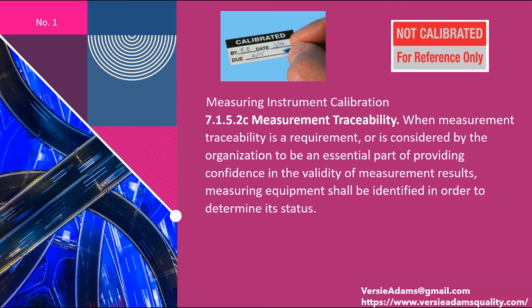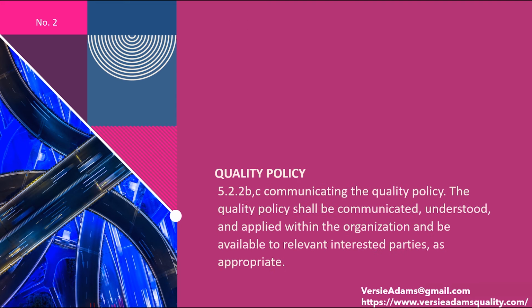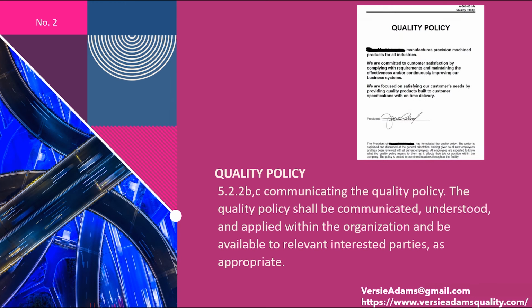Okay. The next one, the quality policy. As it states in the standard under section 5.2.2b(c), the quality policy shall be communicated, understood, and applied within the organization and be available to relevant interested parties as appropriate. Here's an example of a quality policy. Most quality policies are very similar because they include the four items that are specifically stated in the standard that need to be included in your quality policy.